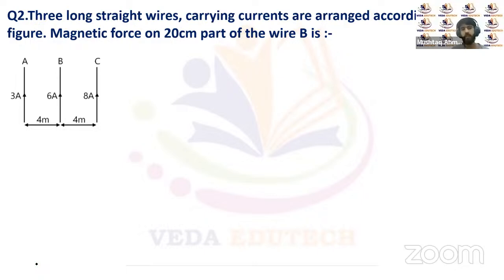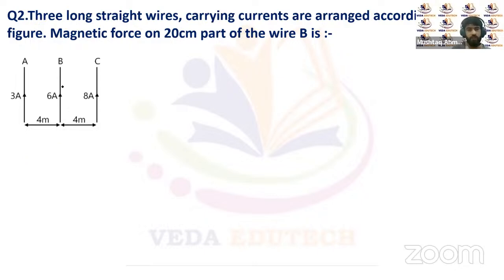You can see here there are three wires A, B, and C, right? In wire A, the current of 3 ampere is flowing. In wire B, the current of 6 ampere is flowing, and in wire C, the current of 8 ampere is flowing, right? The separation between two consecutive wires is given as 4 meter. So A and B is 4, and B and C is also 4. It means that there will be some magnetic force experienced by wire B because of the presence of the magnetic field of the other two wires, right?